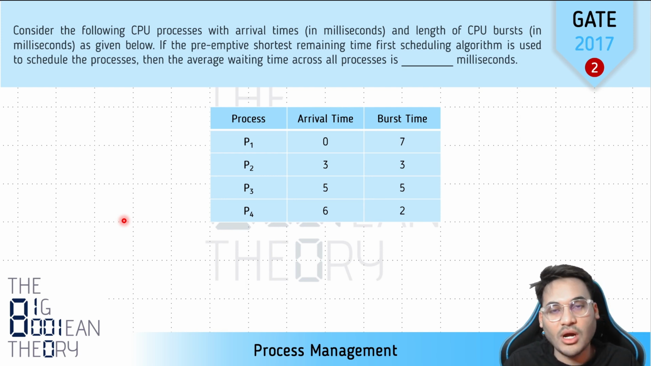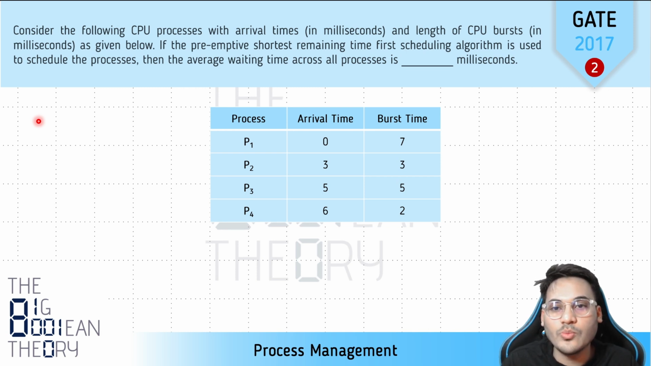This video is part of a lecture series on operating systems, and in this video we are going to solve another GATE question. This question is related to process management, to be specific, CPU scheduling. And this question was asked in the year 2017 for 2 marks. So let's read this question. It goes like this.